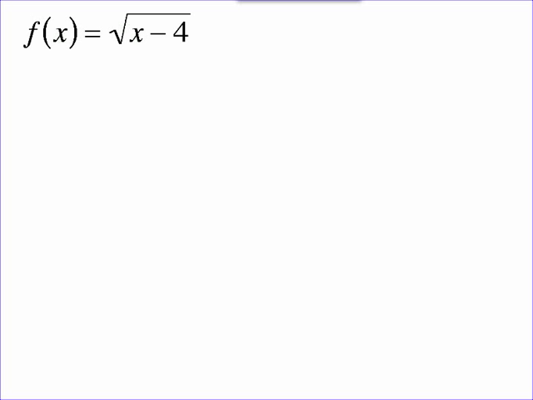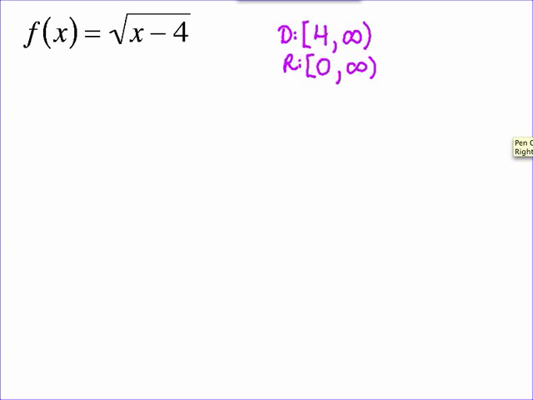Does that pass the horizontal line test? Yes, it passes the horizontal line test. So now I need to figure out the domain and the range. What's the domain of this graph? Domain, remember, is left or right? 4 to infinity. Do I include 4? Yep, I include 4. What about the range? 0 to infinity. Do I include 0? Yes. Okay, so we're going to come back and use that in a little bit.